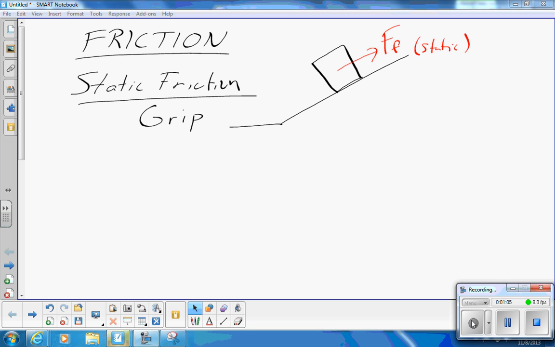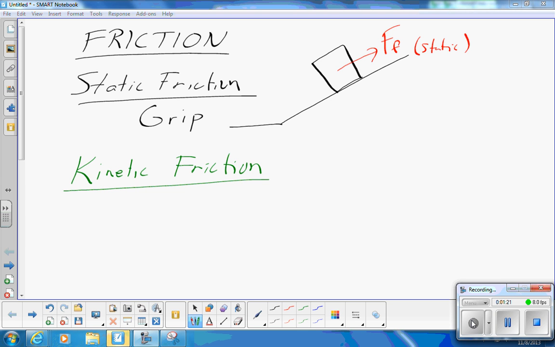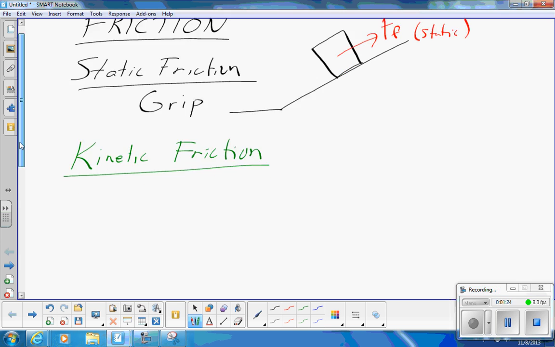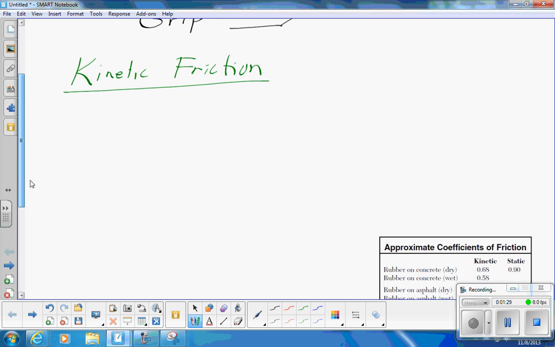So the box is gripping to the incline, if you will, and it doesn't slip. There are a lot of examples of static friction, but today we're actually going to focus mostly on kinetic friction, and that is what occurs when, obviously I can't write and talk at the same time. That's what occurs when you have one surface sliding or moving relative to the other one. We'll come back and look at static friction in a little bit more detail in another day or two.